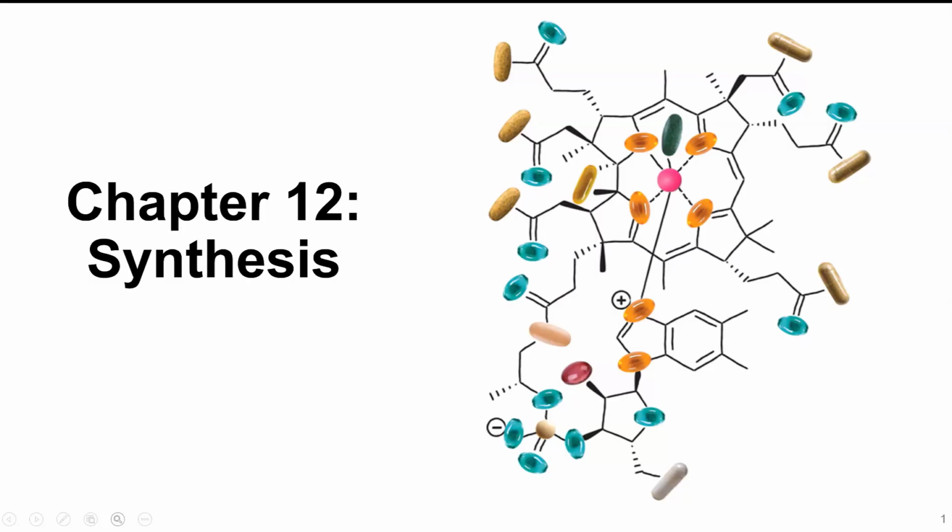Welcome back and welcome to Organic Chemistry 2. We're going to start out with Chapter 12, which is synthesis. And we're going to look at different ways that we can put molecules together. In this image that you see here, this is kind of a cartoon of a pharmaceutical drug that has been developed using multi-step syntheses.